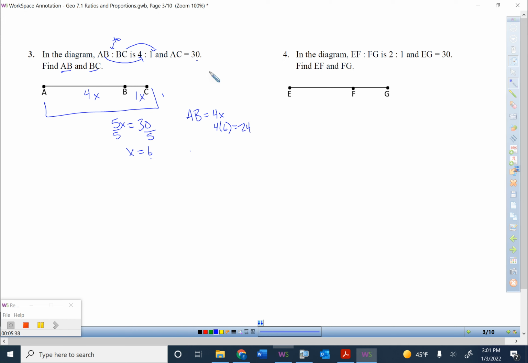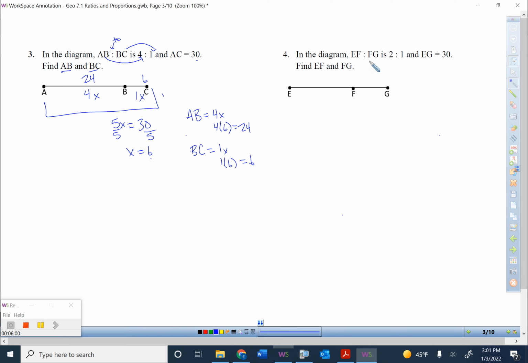They didn't give us a label on that 30, so we're good there. And then BC in our picture was 1x, and that's just 1 times 6 is 6 itself. Okay, so we've got lengths of 24 and 6. If we put that on our picture, it definitely gives us the 30 that we needed to have happen. Okay, let's try that again on the next one.